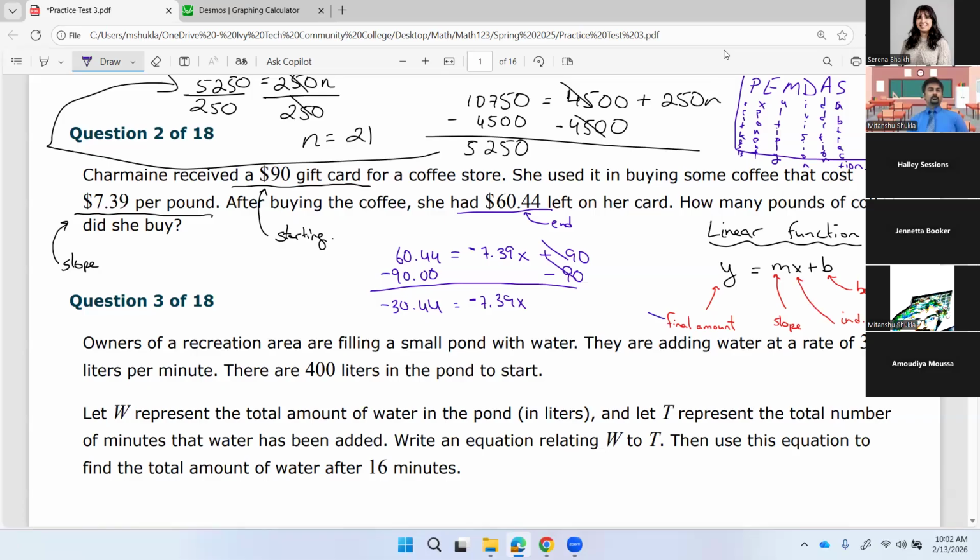Okay. Well, it's not 30.44, it's 29.56. Oh, shoot. Nicely done. Thank you. That's what I get for being bold and not using a calculator. 29.56 for sure. Okay. And so now, in order to get x all by itself, I'm going to divide both sides by not x, but the thing that's keeping the x from being by itself, which is the negative 7.39.